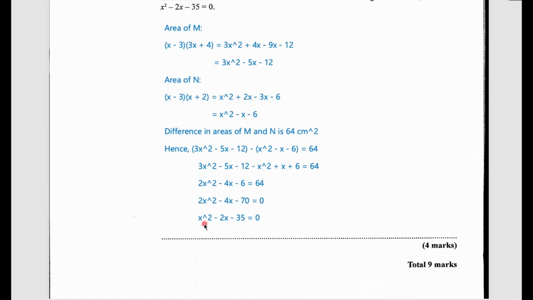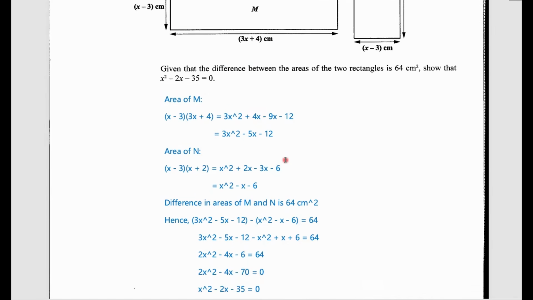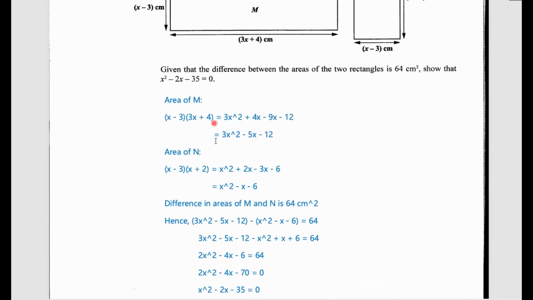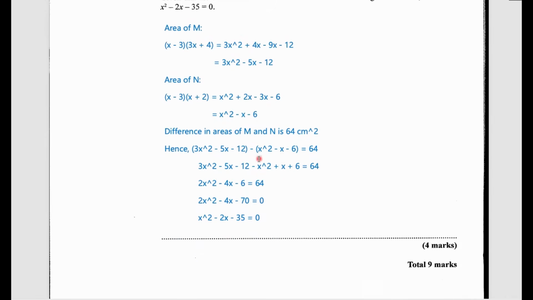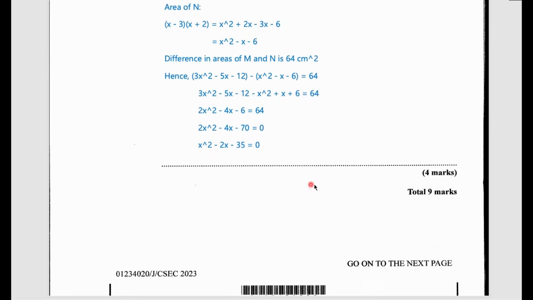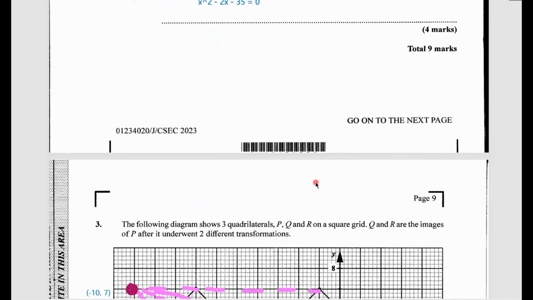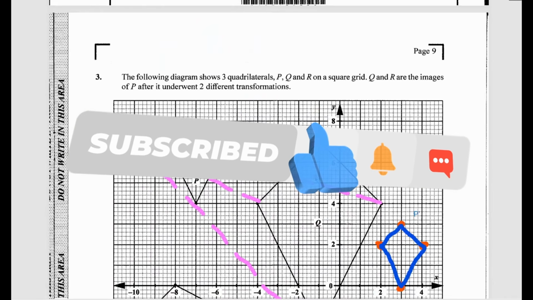Now in a case like this, x squared minus 2x minus 35 is 0. How did I get that? We divide each term by 2, and this is what we will get, which is what he asked for. So I know it would have been a little lengthy, but once you pay attention to each step, you should be able to get it, right? So this was question 2. Question 3 is a little bit tricky.